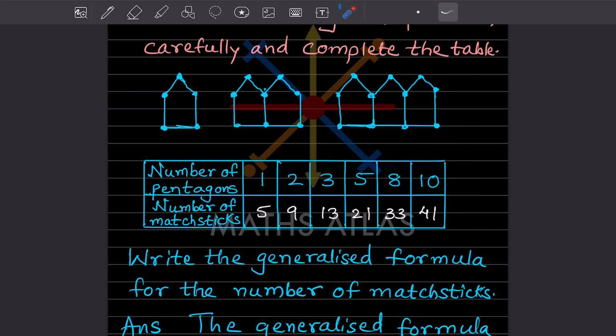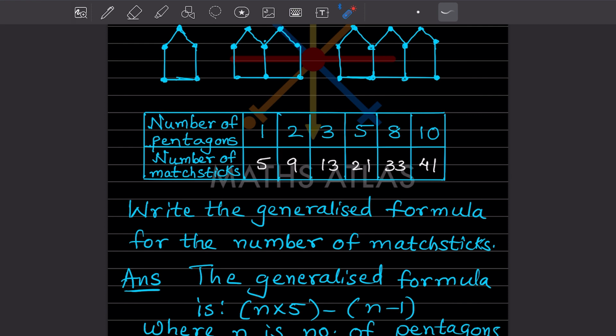So here the generalized formula for this one: there is 1 here, and the number of matchsticks is 5. When we subtract, this will be 1 minus 1, so this is going to be 0. So 5 minus 0 is going to be 5. Now what is n here? n is the number of pentagons. Suppose it is 2, the number of pentagons are 2. 2 into 5 is 10, and 2 minus 1 is 1. So 10 minus 1, that is going to be 9. So this satisfies the equation over here.